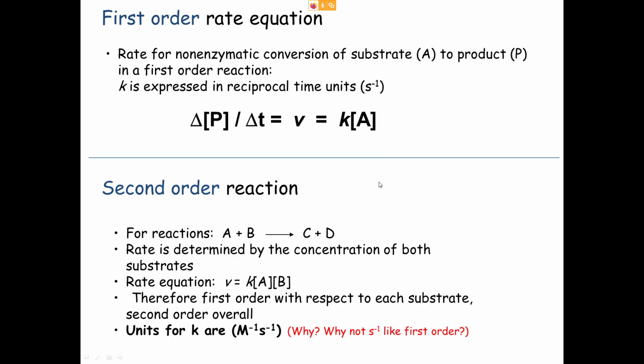Because 2 A's making P would be like saying A plus A, or A squared. So it would be dependent on the concentration of A squared if it were a 2-to-1 ratio. That's again second order because it depends on something being there twice.